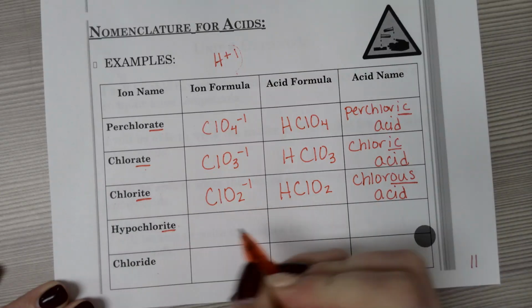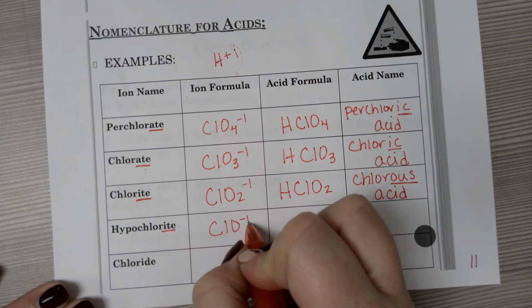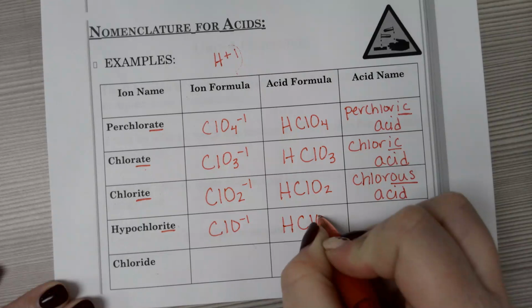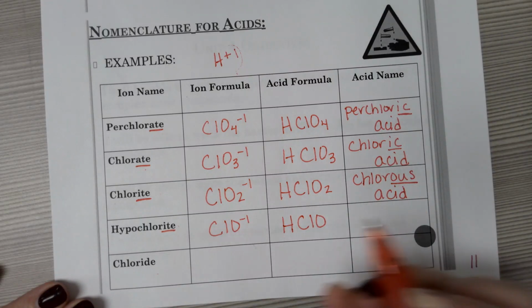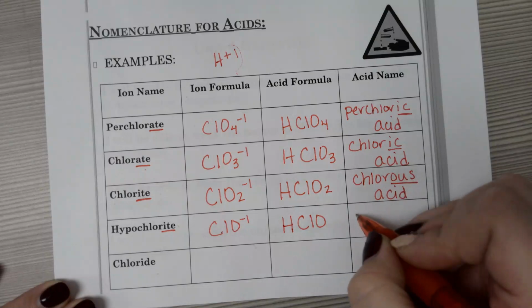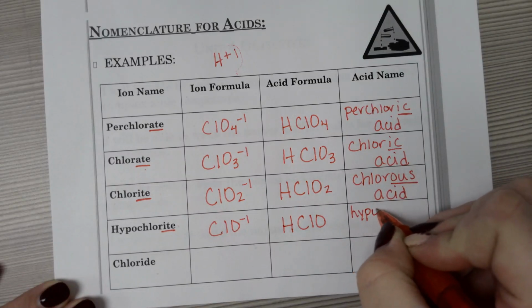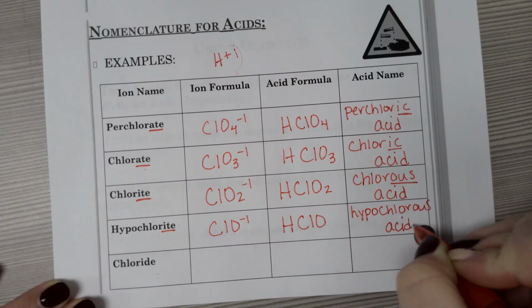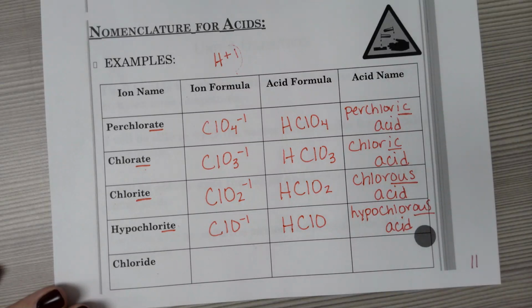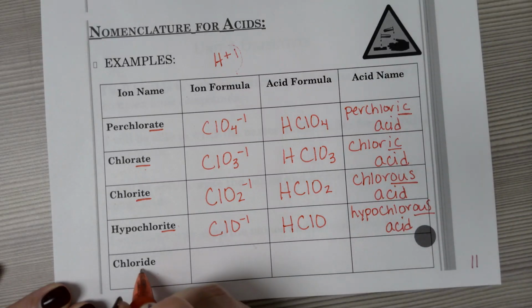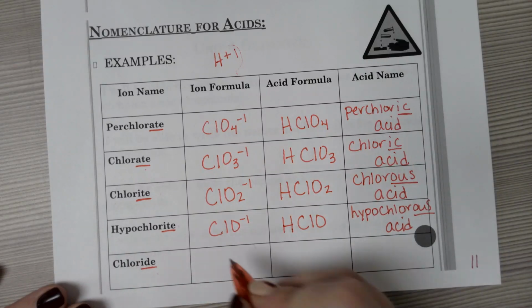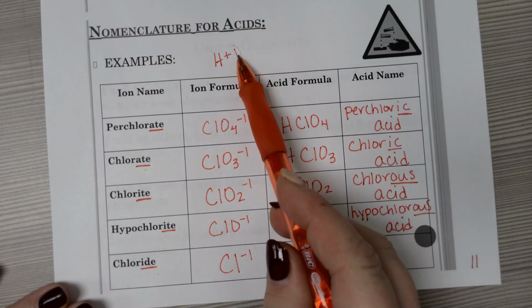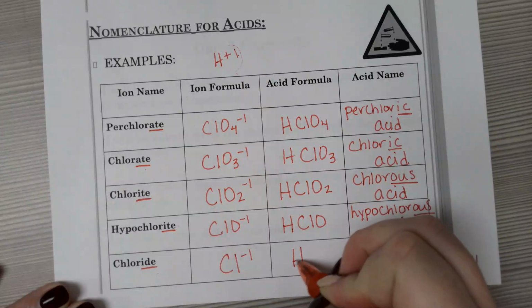Hypochlorite, that is ClO minus 1. Put that hydrogen out in front. Again, it's +1 -1, so just one of each. We have that ITE ending again, so hypochlorous acid. And then for our last one, chloride. That's just chlorine. Chlorine is -1. Again, we have +1 -1, so just HCl.